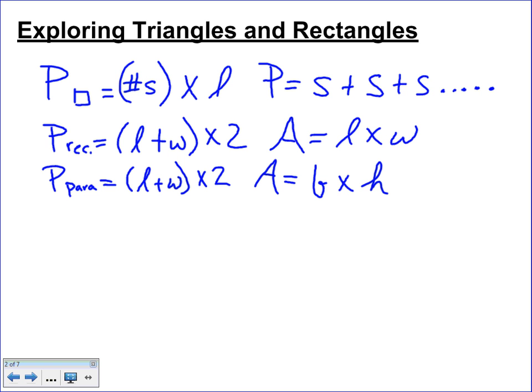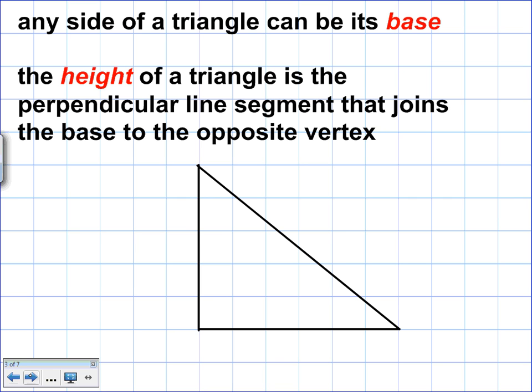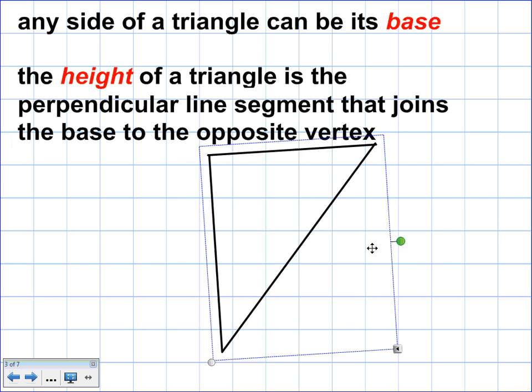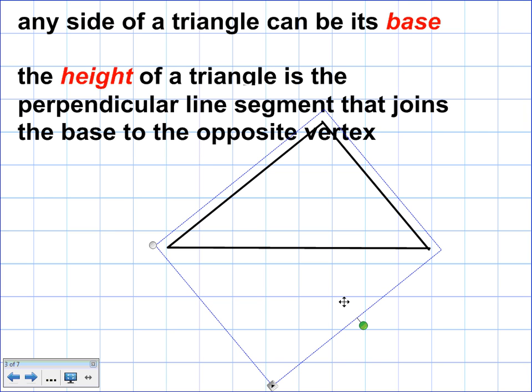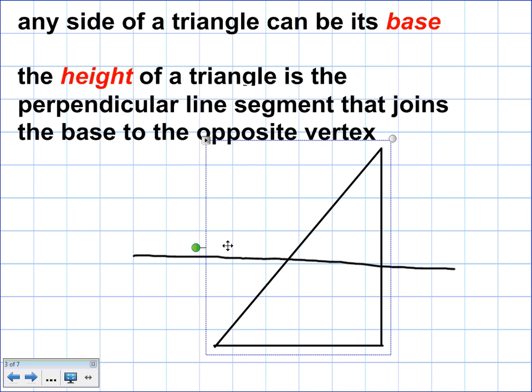We've also found the area of both rectangles and parallelograms, and today we're going to focus on triangles and their relationship. And here's how we're going to do this. We will still refer to the measurements of a triangle. Any side of a triangle can be its base. So even if I take my shape and turn it on end, any side can be the base. What we typically view as the bottom here can be the base, or if I spin it on its end, if you will, this side can be its base. Any side of a triangle can be its base.